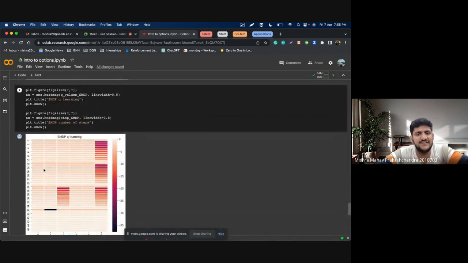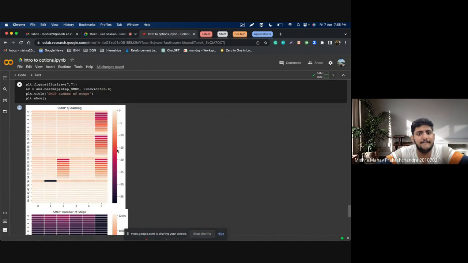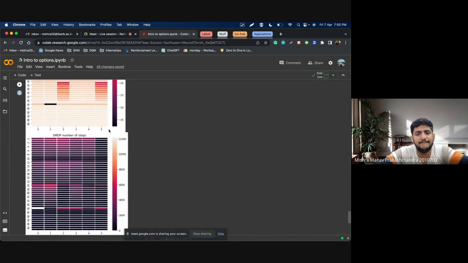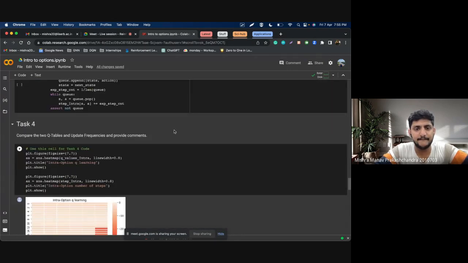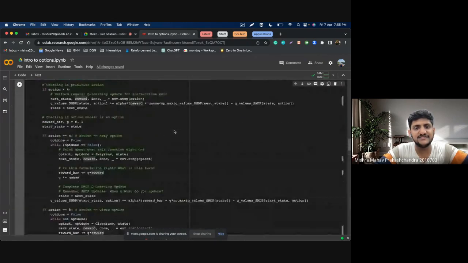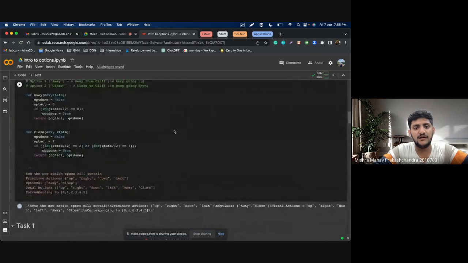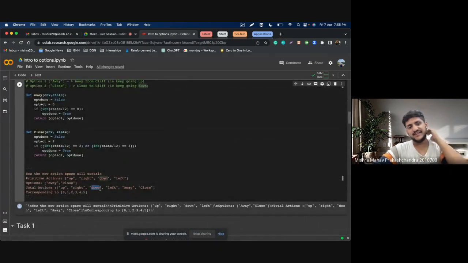And similarly, for SMDP Q learning, the exploration here is also nice. And in fact, what we are doing is, in the first row, we are always looking for the option close. Here also option close is favored. Here also option close is favored. And this is, I think, the second action. I think second action is down. Okay, so here down action is preferred.